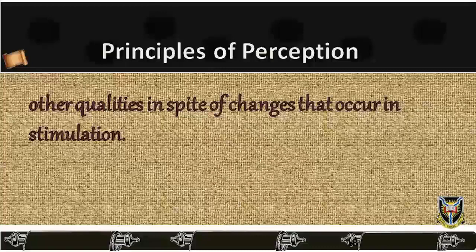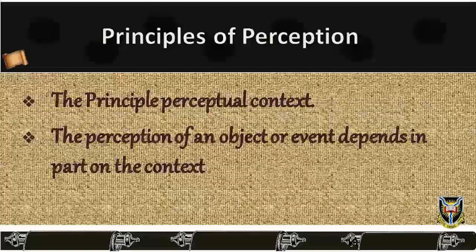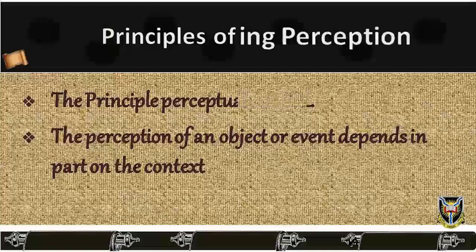At one moment, you may see 3 complete cubes, but at another moment, you may see 5. Another important principle relates to perceptual context. The perception of an object or event depends in part on the context, that is, surrounding conditions.